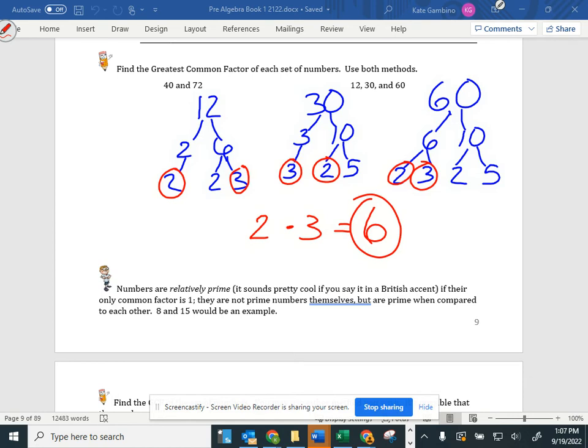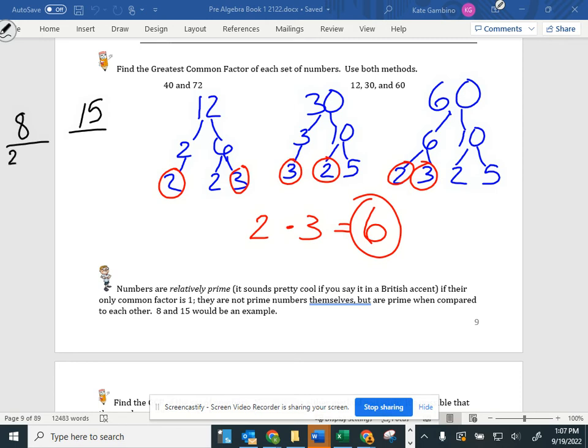So Gianna likes to say Tuesday, so for Tuesday, but that's not relatively prime. Anyways, numbers are relatively prime if their only common factor is a 1. If the only factor that you can circle is a 1. They are not prime numbers themselves, but are prime when compared to each other. So 8 and 15 would be an example. So for the 8 and the 15, let's see what that looks like.